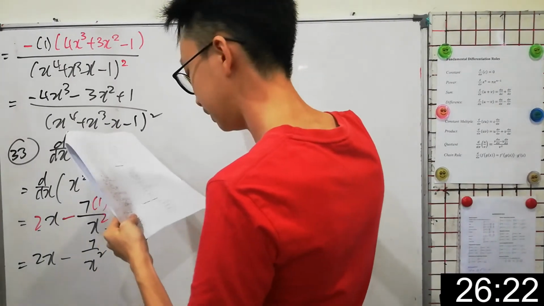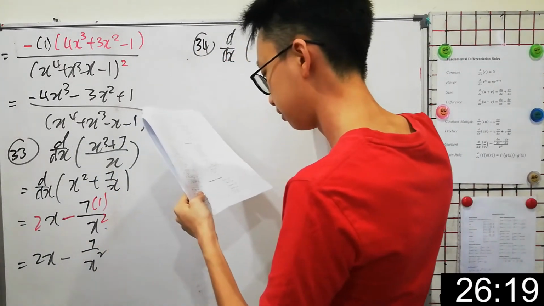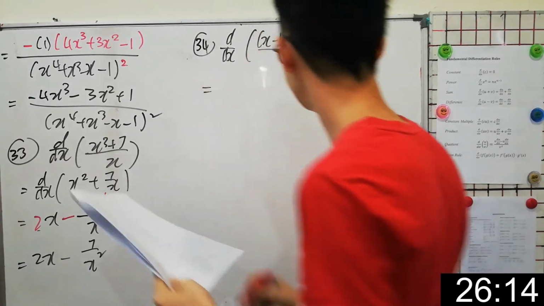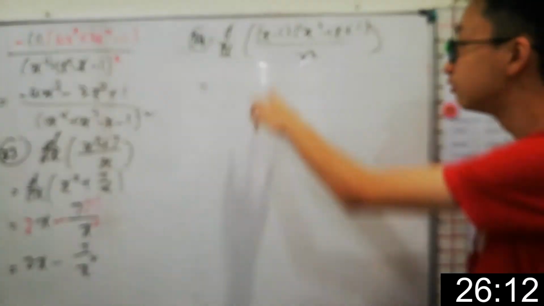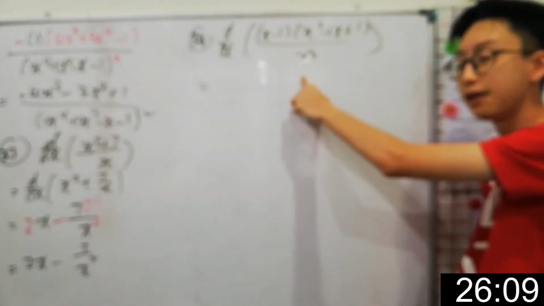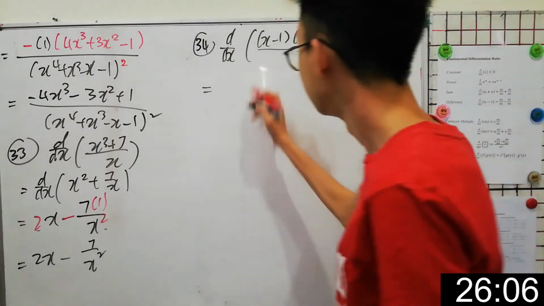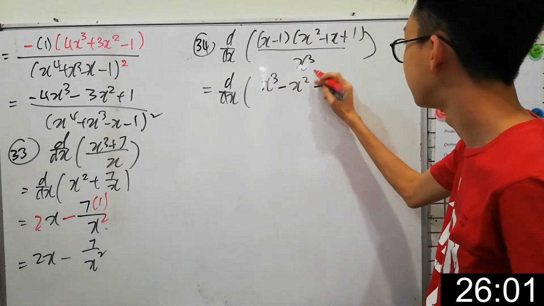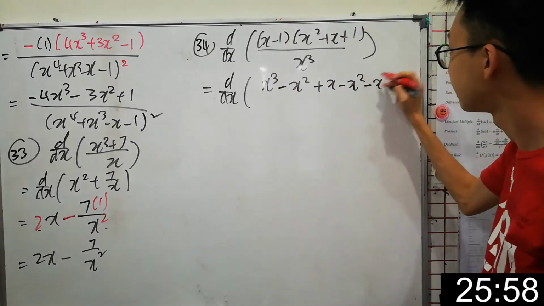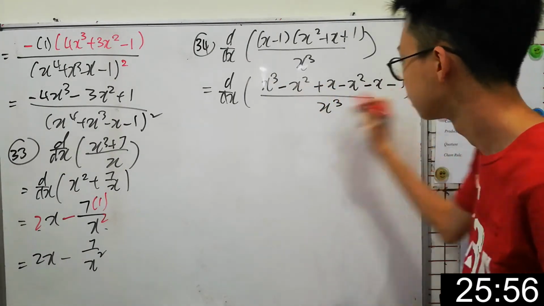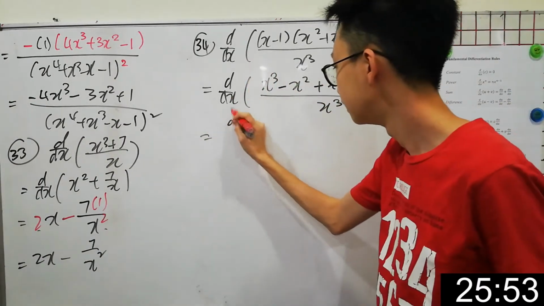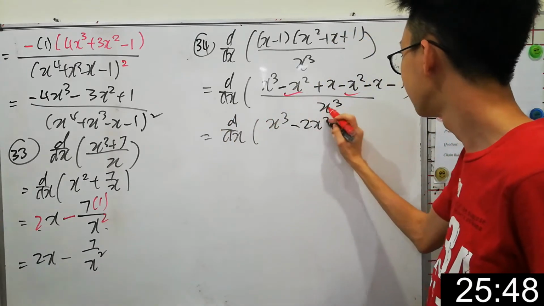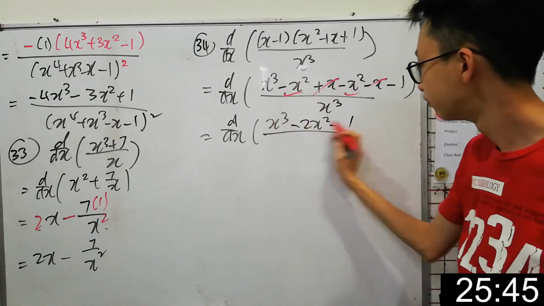d/dx of (x minus 1)(x squared plus x plus 1) over x cubed. Again you can expand this, then simplify with the x cubed on the bottom. Then it's d/dx of x cubed minus x squared plus x minus x squared minus x minus 1 over x cubed. Then we just group all the like terms. This and that will be negative 2x squared. This and that can cancel, minus 1 over x cubed.